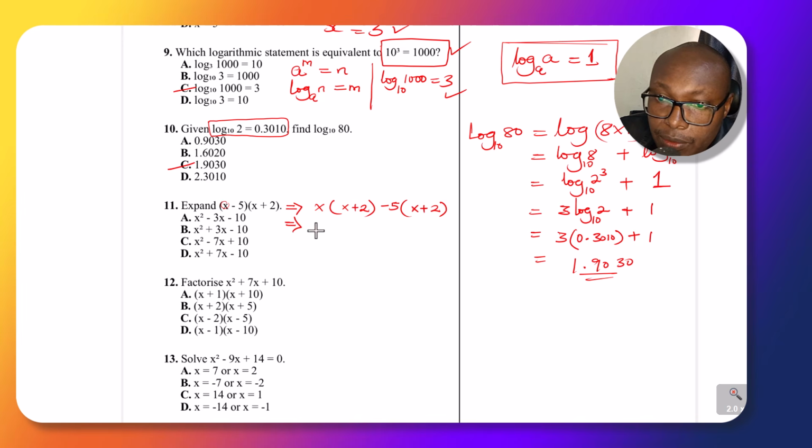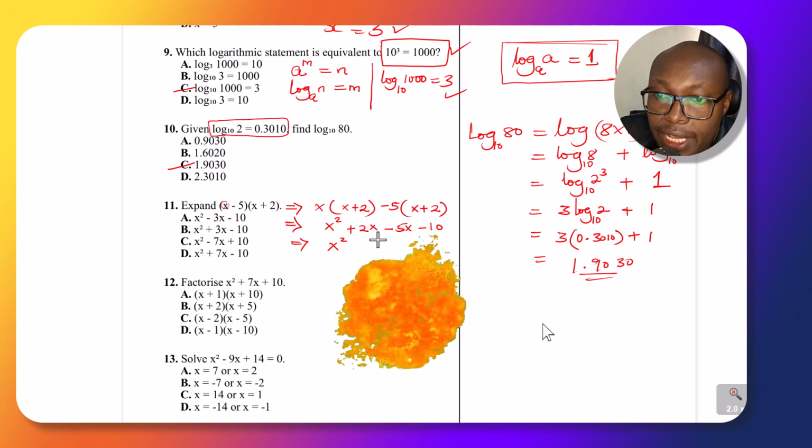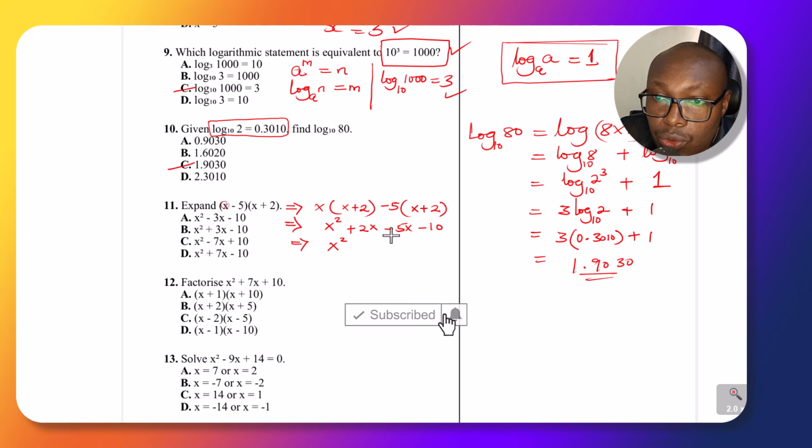Once you do that, x multiplied by x is x squared. Then x multiplied by 2, that is 2x. Then -5 times x, that is -5x. And then -5 times +2, that will be -10. We proceed. These will be like terms together. x squared, 2x subtract 5x, that will give -3x. You need to be very careful there.